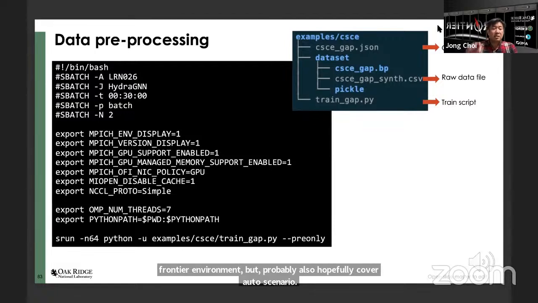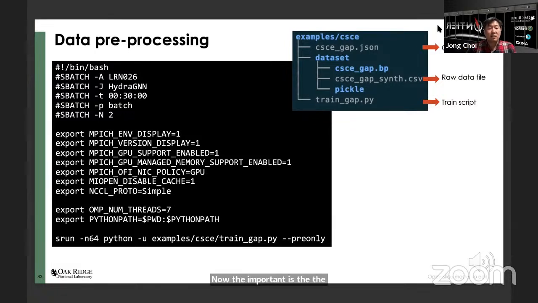Now the important part is the last command. You can see the srun. In this example job script I'm showing, we are using two Frontier machines, and we are using 64 parallel processes for the pre-processing.